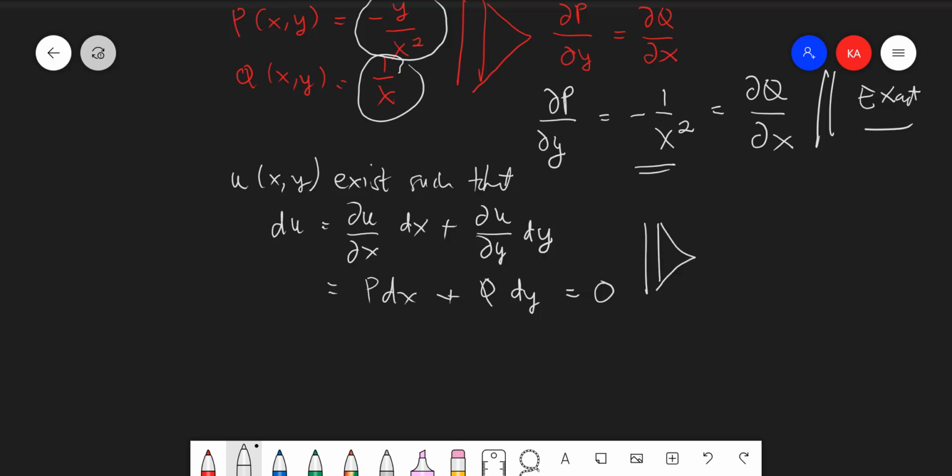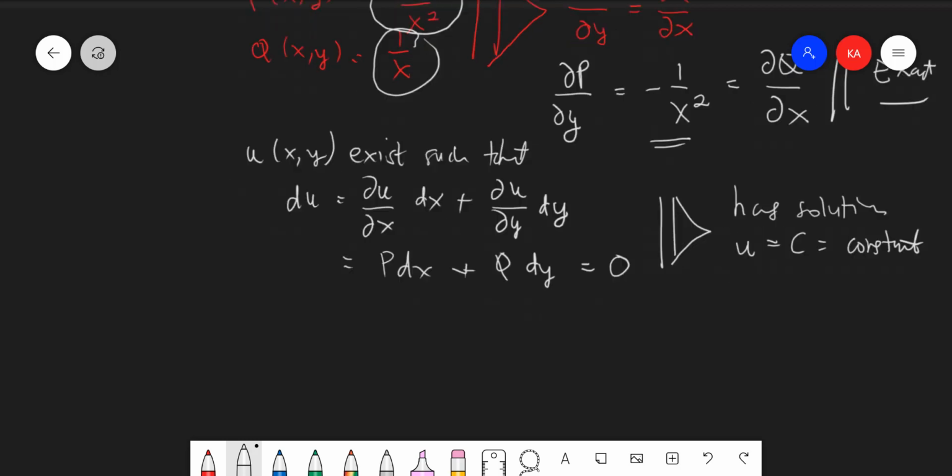This must be equivalent to 0, and it has a solution u equal to c, where c is a constant. Okay, so that is the solution to these equations.